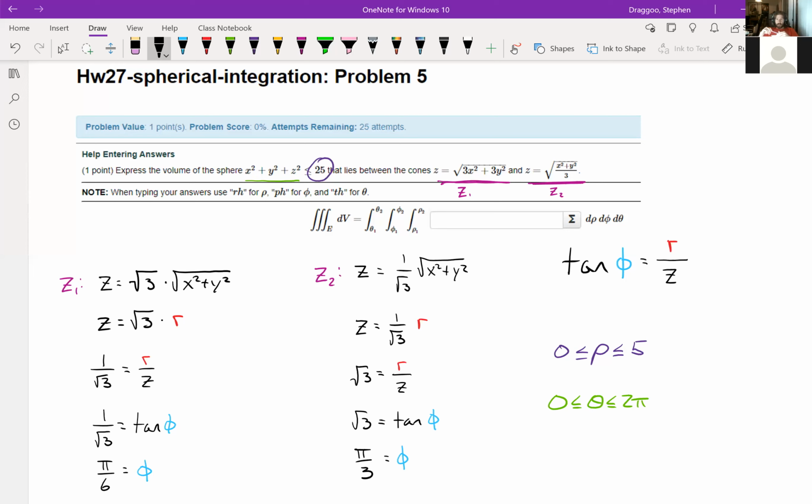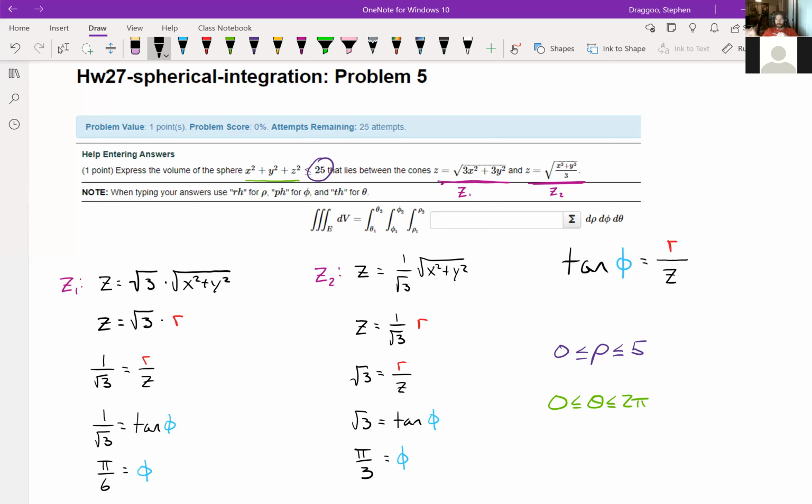We're also looking for the volume of the sphere that's in between those two cones. So we're going to go ahead and use rho going all the way from 0 to 5 and theta from 0 to 2 pi. Is that right? Yeah, because it's rho, it's not r. Yep, rho goes all the way out to the edge. So rho will go from 0 to 5.